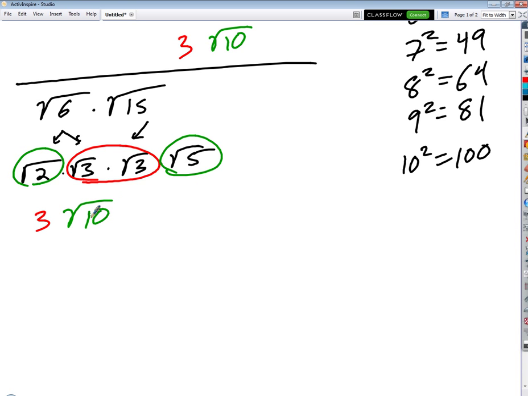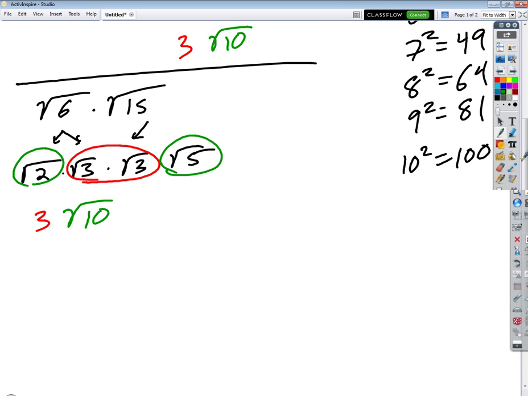Now does everybody see, this is important, that the square root went away here because they were the same square root, but here it doesn't. The square root of 2 and the square root of 5 are different, and so I get the square root of their product, 10, right? Okay, let's try one more of these.